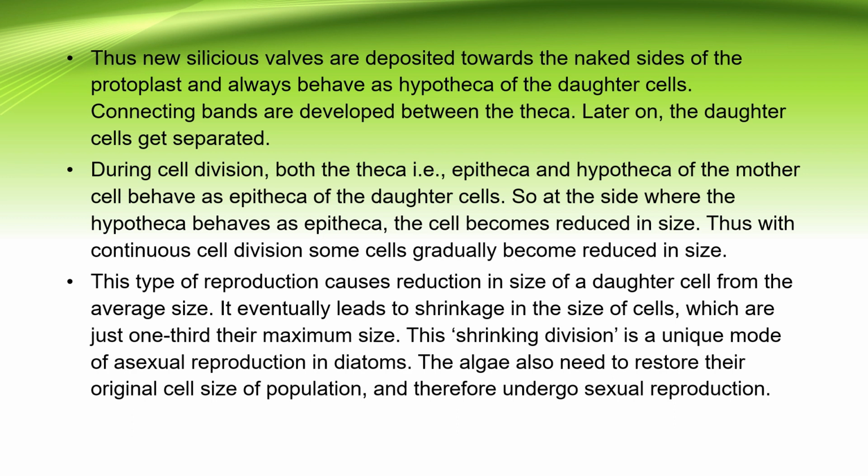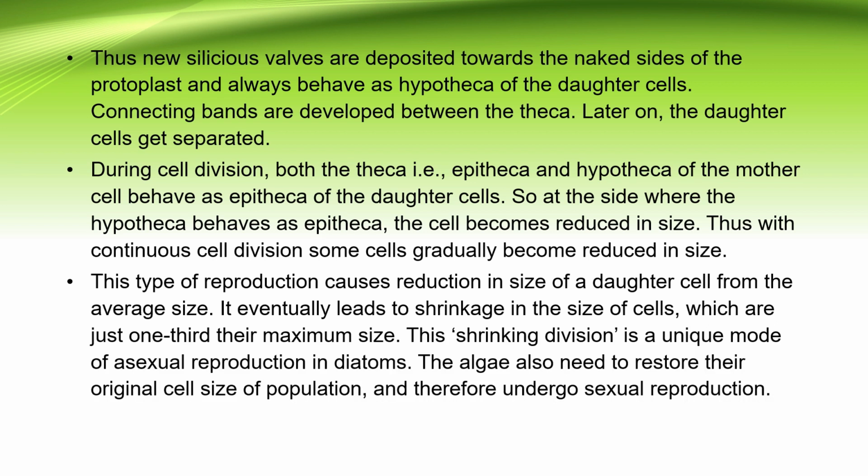Thus, with continuous cell division, some cells gradually become reduced in size. This type of reproduction causes reduction in size of the daughter cell from the average size. It eventually leads to shrinkage of the size of the cells, which are just 1/3 of the maximum size. The shrinkage division is a unique mode of asexual reproduction in diatoms, and the algae also needs to restore its original cell population and therefore undergo sexual reproduction. This is why we say that the diatoms usually show the diplontic lifestyle.